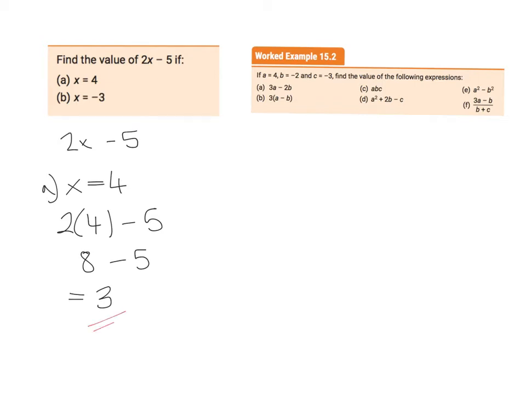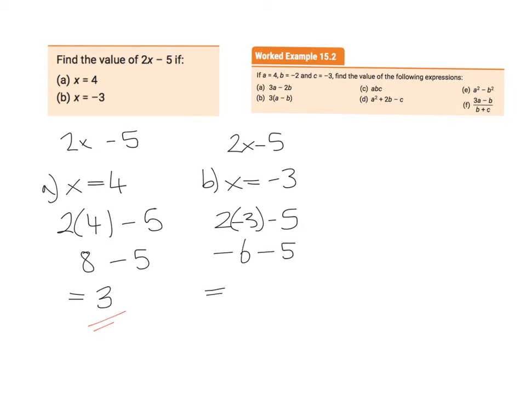For part B, again, we still have 2x minus 5 as our expression. x is equal to minus 3. So we go back up, and instead of an x this time, we're putting minus 3 in brackets. So everything stays the same, except instead of the x, we're putting a minus 3 in brackets. So 2 times minus 3 is minus 6, and then we've got the minus 5. And when we take minus 5 from minus 6, we end up with minus 11. So that's our value.